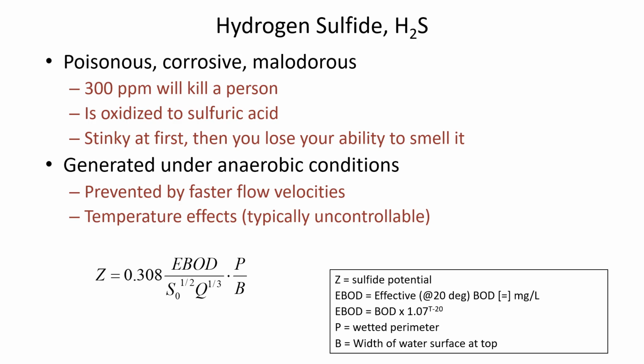The things that tend towards a high hydrogen sulfide potential would be a big wetted perimeter and a high BOD concentration. The things that would tend towards a lower hydrogen sulfide potential would be cooler temperatures and steeper slopes, because if you have a steep slope, then the water velocity is faster and there's more aeration and mixing of the liquid. So that's a little bit of background about hydrogen sulfide.